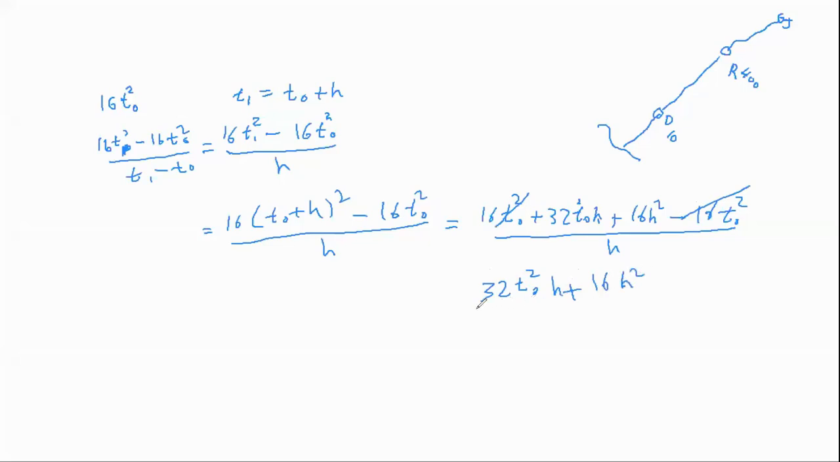Right. Over h. So if we divide by h, what are we going to get? We're going to get 32 t0 squared plus 16h, right? Now, this is the equation that we can use to give us the distance traveled. If we divide it by h, we already divided by h, so that's going to give us the velocity.